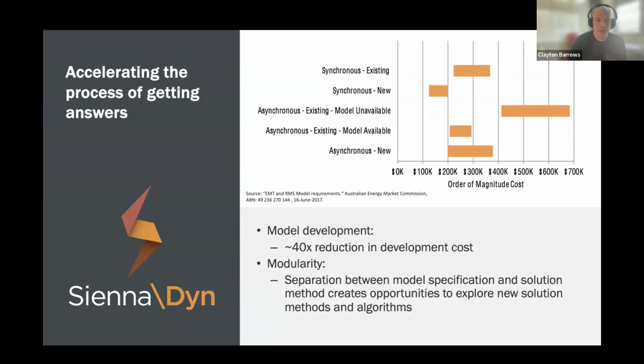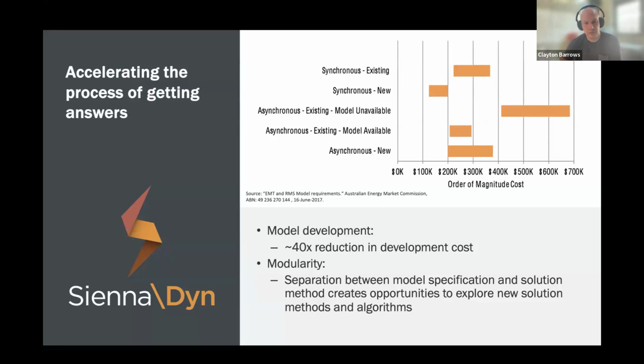Another benefit that we've seen extends beyond just the simulation framework. So what we really care about as researchers and system analysts and system engineers is accelerating the process of getting answers. There was a publication from Australia with some data around developing new control models for devices in PSCAD, and the cost associated with the engineering time to develop those control models is enormous. And so with an open source tool written in a scientific computing language that is easy to develop, we've seen a pretty enormous reduction in the development cost for exploring new modeling or dynamic control strategies in Sienna Dyne relative to PSCAD.